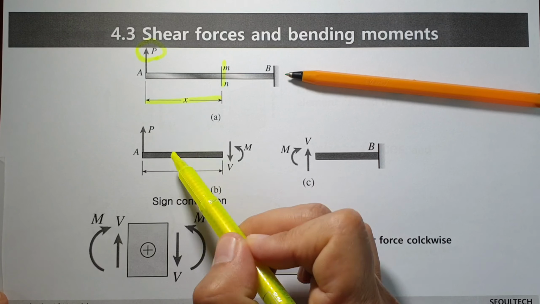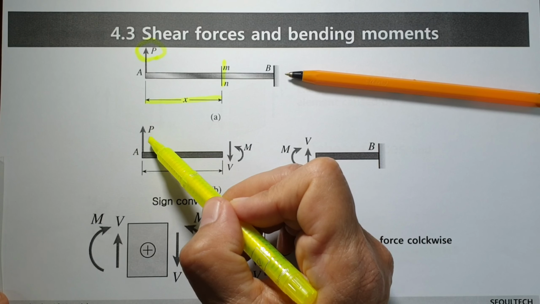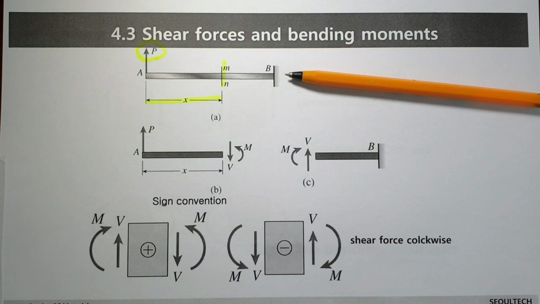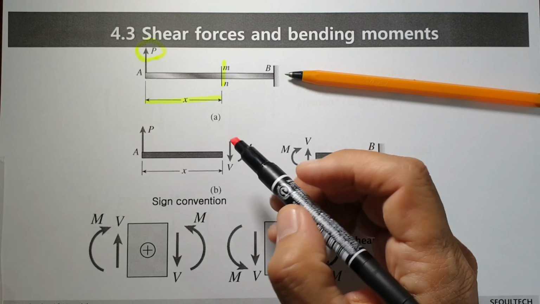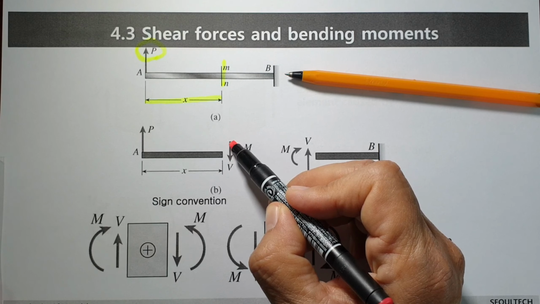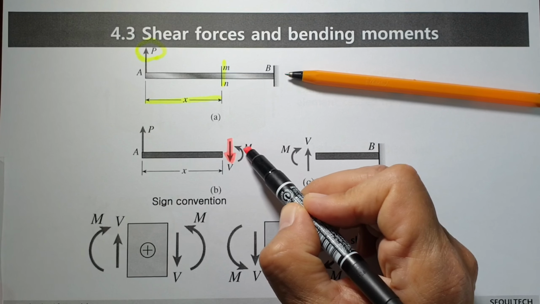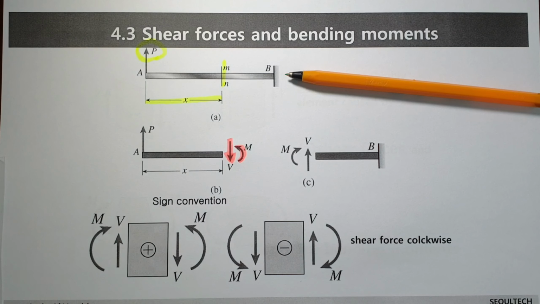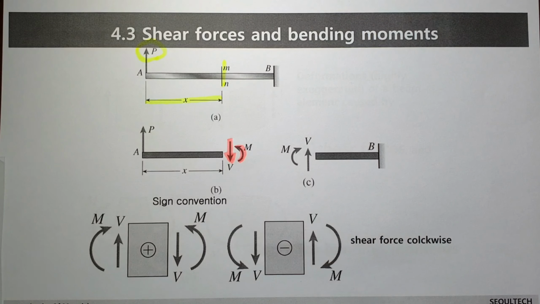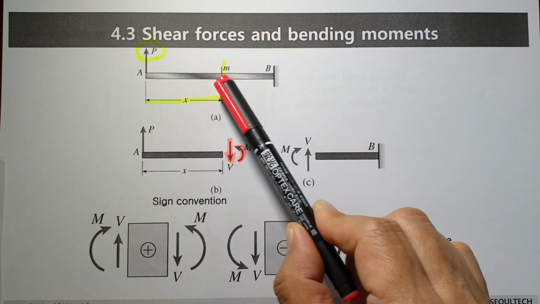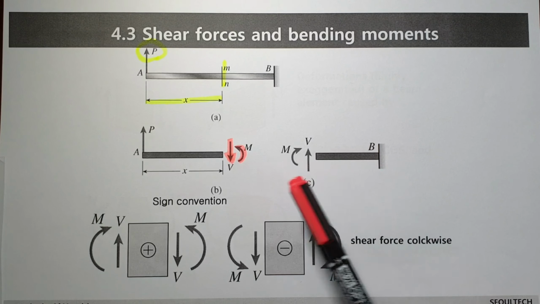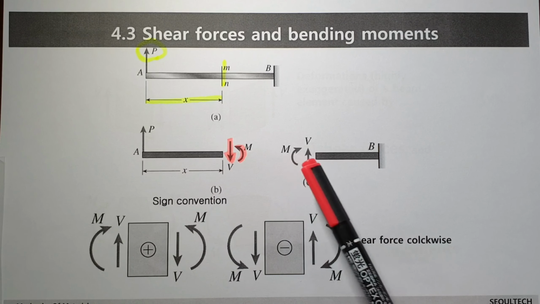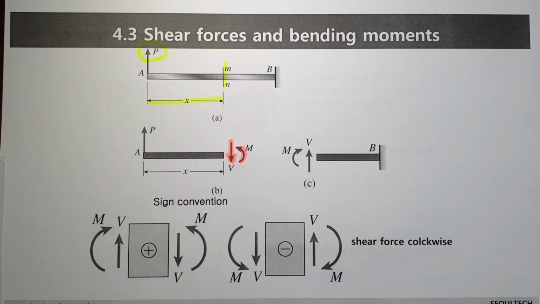Then this part is isolated. On the left side, P is acting. On the right side, the shear force is acting downwards like this, and the moment is acting like this. If we have this kind of free body diagram, then on the right side, this part is like this. When you combine both of them, they are in different directions, so when you assemble both of them, they cancel each other.